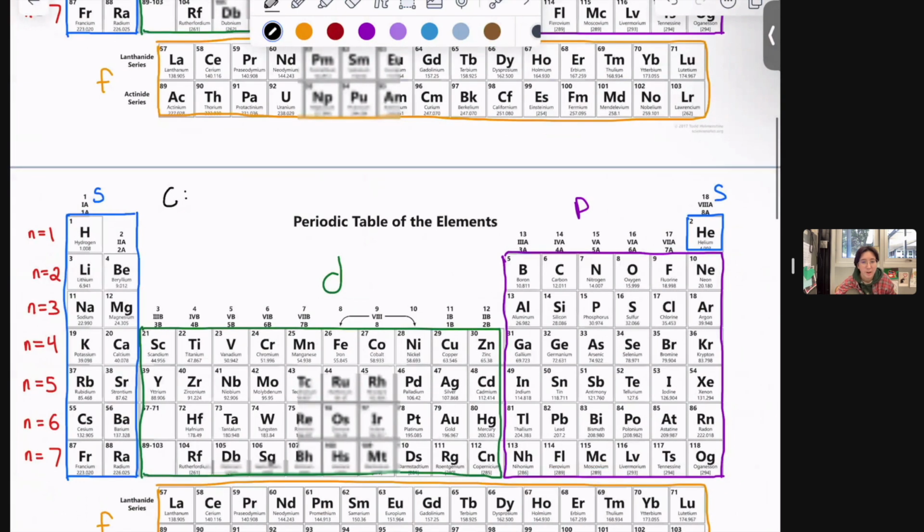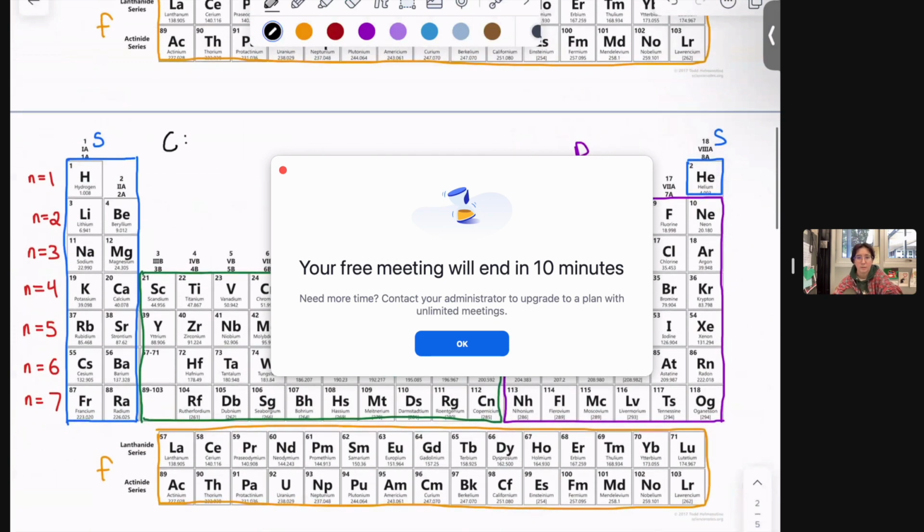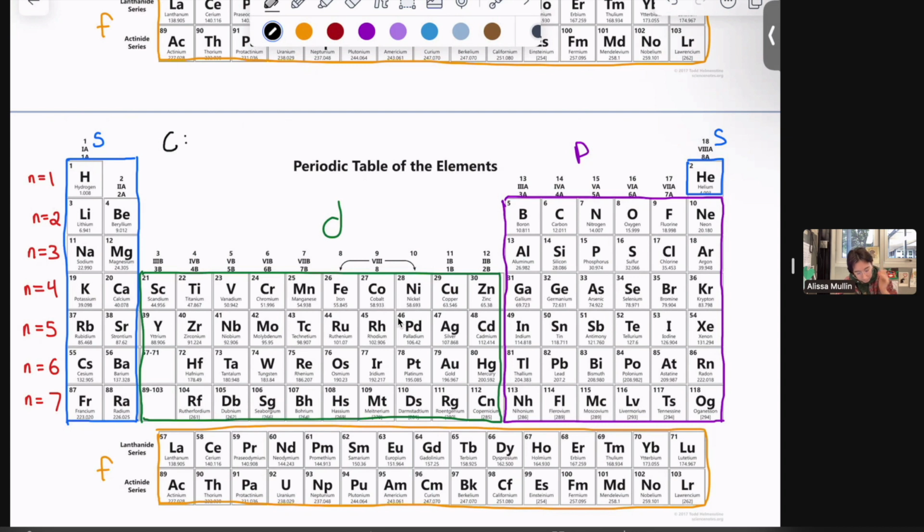So first step, find carbon on your periodic table. Wow, my iPad is glitching out. Okay, let's get through this one. Okay, so find carbon on your periodic table.